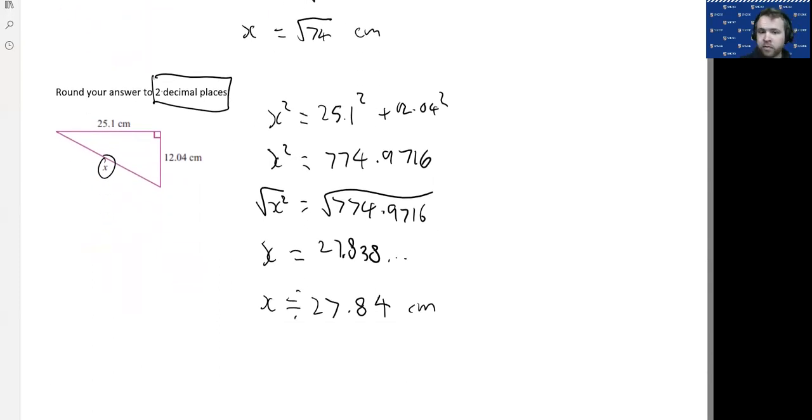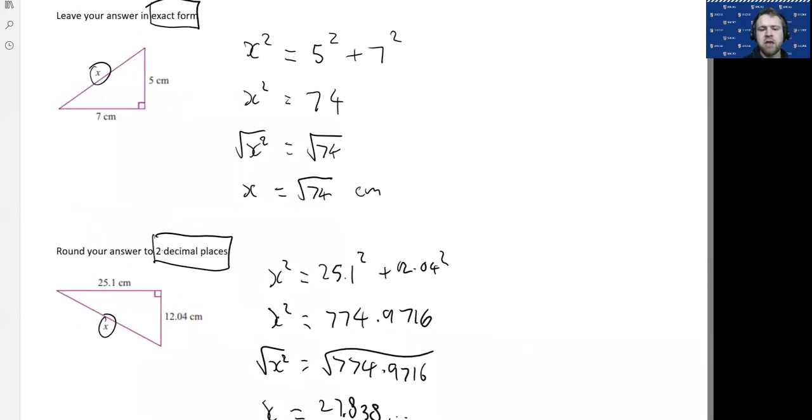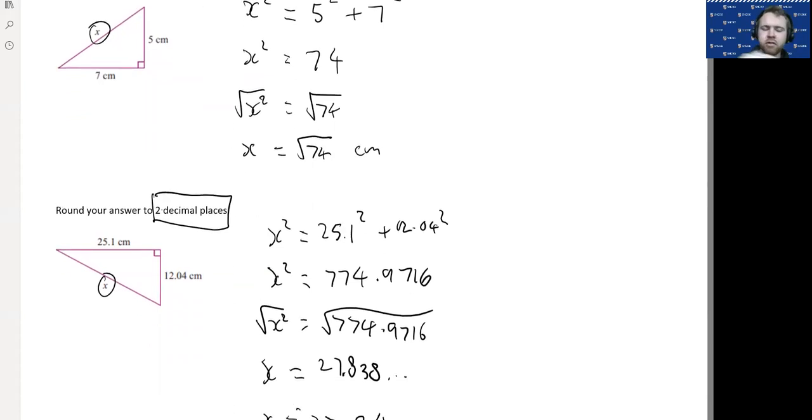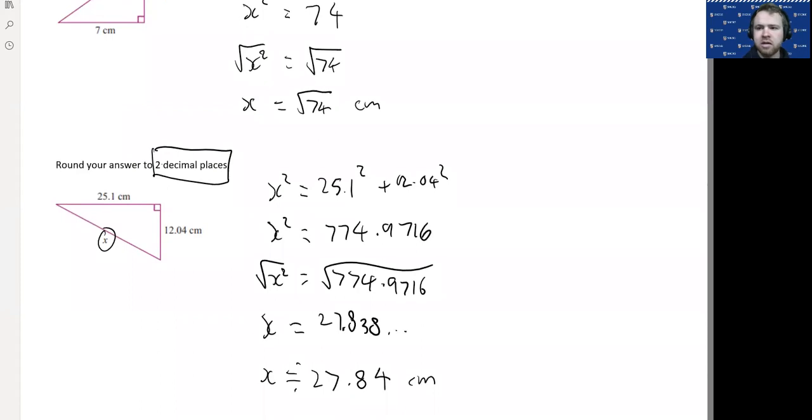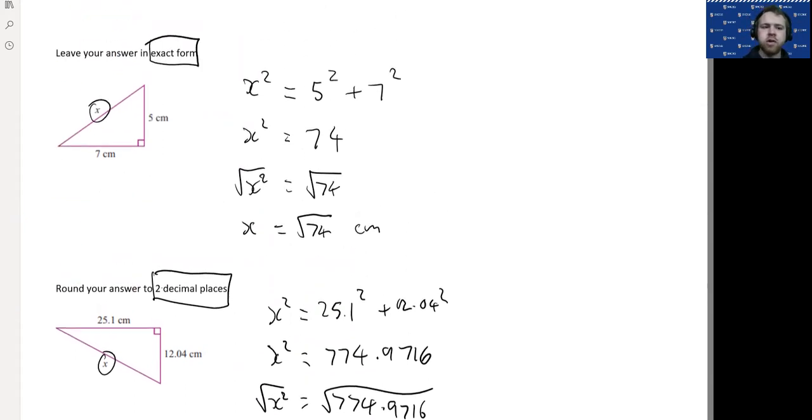So the process is the same. We're using Pythagoras' theorem. We're rearranging to find the value of x, except when we get to this part here, we're going to round to 2 decimal places, because that's what the question said, whereas up here, we left our answer in exact form. We left the square root sign because we don't want to lose the precision.